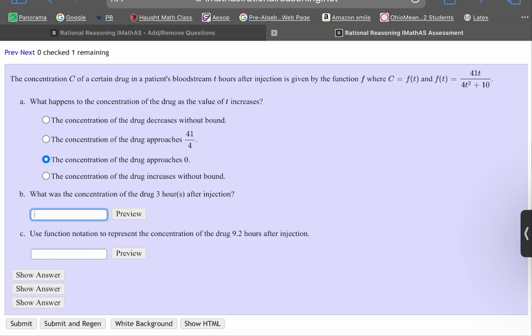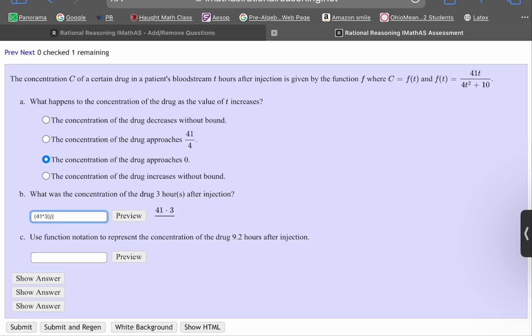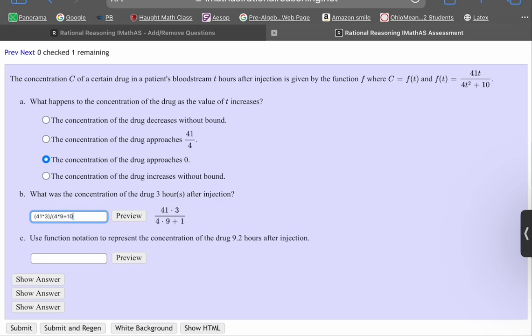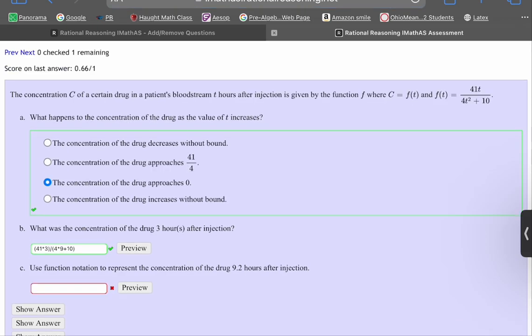I'm just going to let iMath do the work. On the top, I'm going to put 41 times 3 divided by, on the bottom, 4 times 3 squared, and I can just put 9. I can do that part in my head, plus 10. And then if you look at the bottom one, what is the function notation that would represent the concentration of the drug after 9.2 hours? Well, that's just our function f at 9.2. That's all they want there. Okay. So that could have been your question 11. It could have been your question 12. Do we have any questions about my question 11, the concentration in the blood?